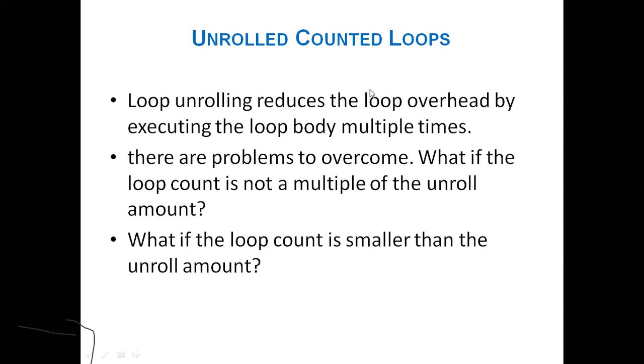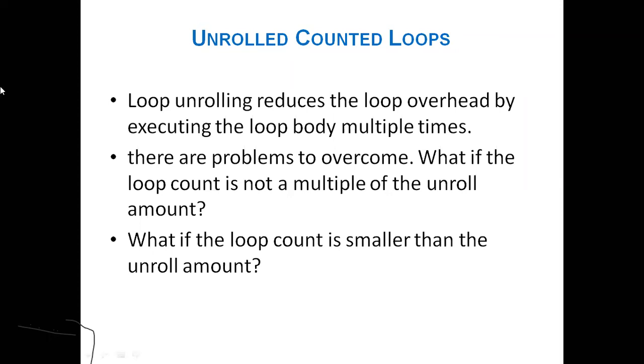Unrolled counted loops. Loop unrolling reduces the loop overhead by executing the loop body multiple times. What you are doing is just executing the loop body multiple times. In that way, loop unrolling reduces the loop overhead. There are problems to overcome. What if the loop count is not a multiple of the unroll amount? What if the loop count is smaller than the unroll amount?